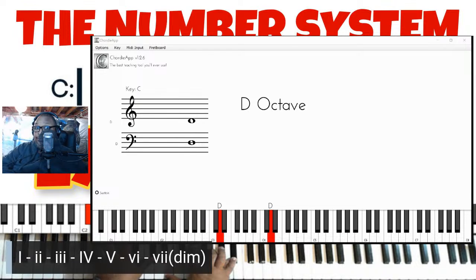D is 2. Okay, so if D is 2, remember 2 is a lowercase Roman numeral, so you have to play it as minor. So you wouldn't play D major, you will play D minor, right? D minor, okay? D minor.